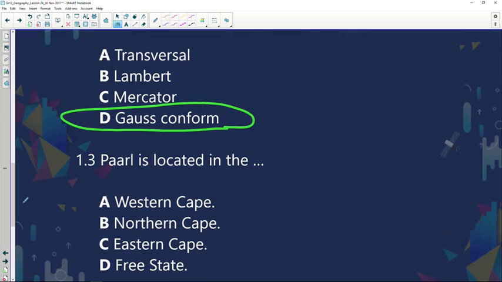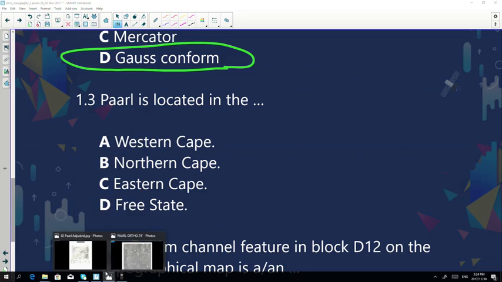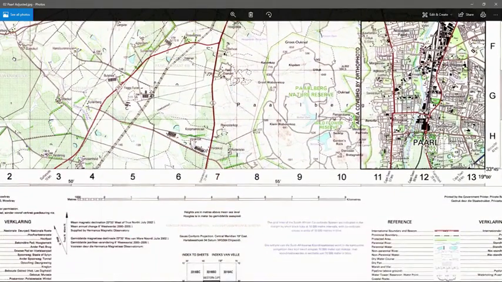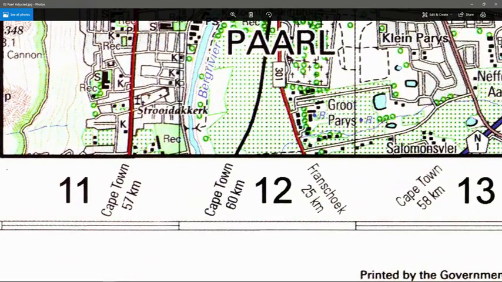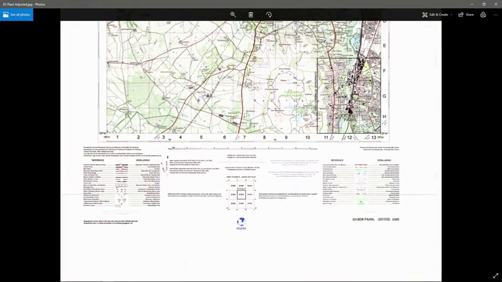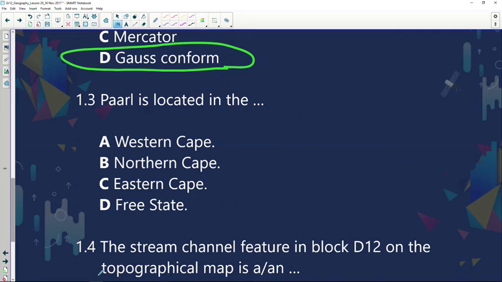Now, Paarl is located in the Western Cape, Northern Cape, Eastern Cape or Free State. Some of you have never traveled down to Paarl or to the province where Paarl is situated, but an easy way to determine it, if you go to your map, usually on the outside of your map, you will find information of the nearest city or town. As you can see, Cape Town is 57 kilometers away, and there's a small town known as Franschhoek, 25 kilometers away. And you should know, as a grade 12 student, that the capital of the Western Cape is Cape Town. So what province will Paarl be if it's 57 kilometers away from Cape Town? It's going to be the Western Cape province.